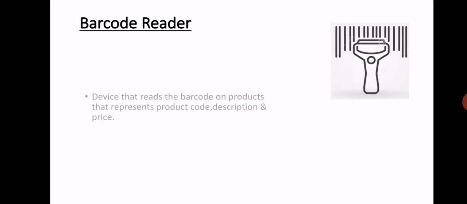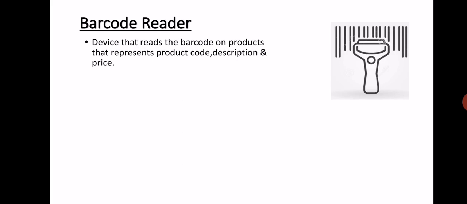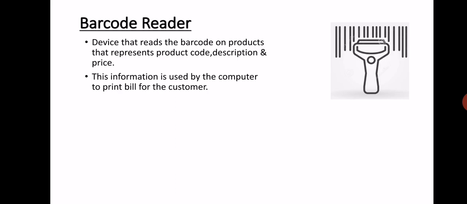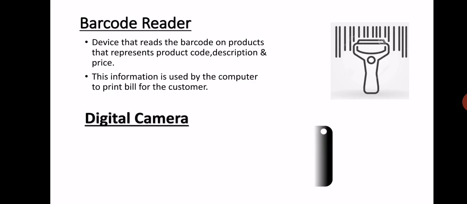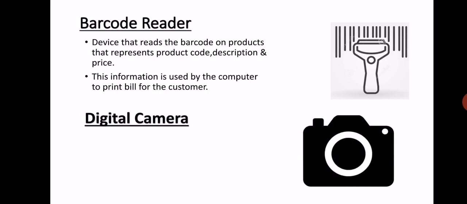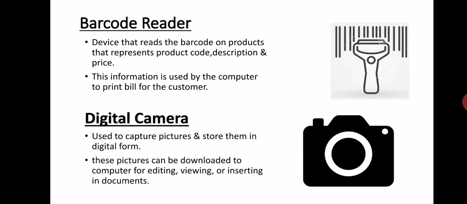Barcode reader. Barcode reader is a device that reads the barcode on products that represent product code, description, and price. This information is used by the computer to print bill for the customer. Digital camera. Digital camera is used to capture pictures and store them in digital form. These pictures can be downloaded to computer for editing, viewing, or inserting in documents.